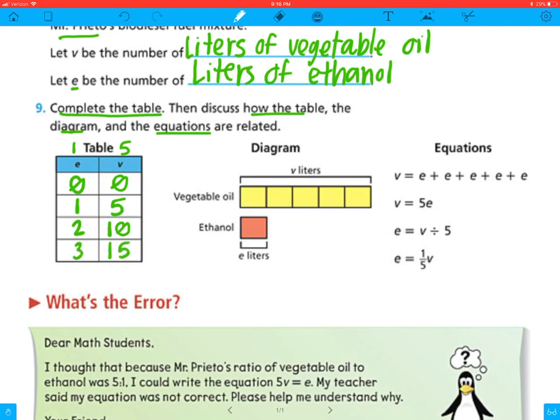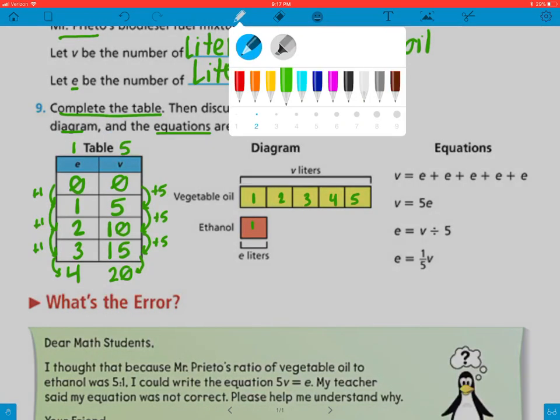Okay, so you must have filled them out. And for 2 liters of ethanol, we'd have 10 liters of vegetable oil. For 3 liters of ethanol, we would have 15 liters of vegetable oil. And I included the 4. We would have 20 liters of vegetable oil. On the right-hand side, they're going up by 5. On the left-hand side, they're going up by 1. So it's nice that it's even on both sides as far as following the 5 and the 1 down the column, so it's not all over the place. And it is showing us that 5 liters per 1 for vegetable oil and the ethanol.